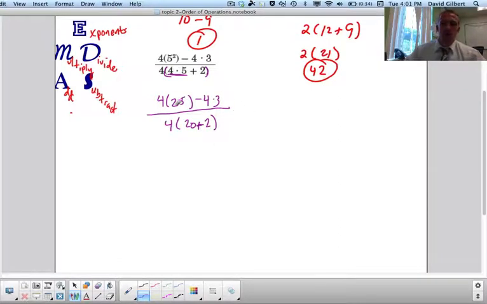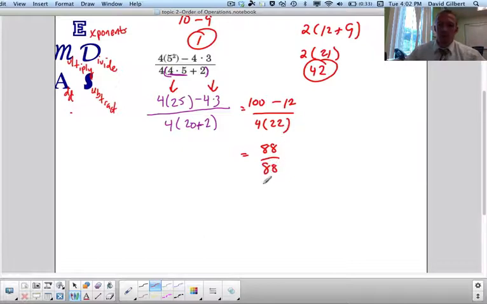Alright, now on the top, I'm going to multiply because I have to multiply before I add. 4 times 25 is 100. 4 times 3 is 12, and those are still being subtracted. And then work in the parentheses here, so 4 times 22, because 20 plus 2 is 22. Now I simplify the top. That gives me 88. 4 times 22 on the bottom gives me 88, and that simplifies to a 1.